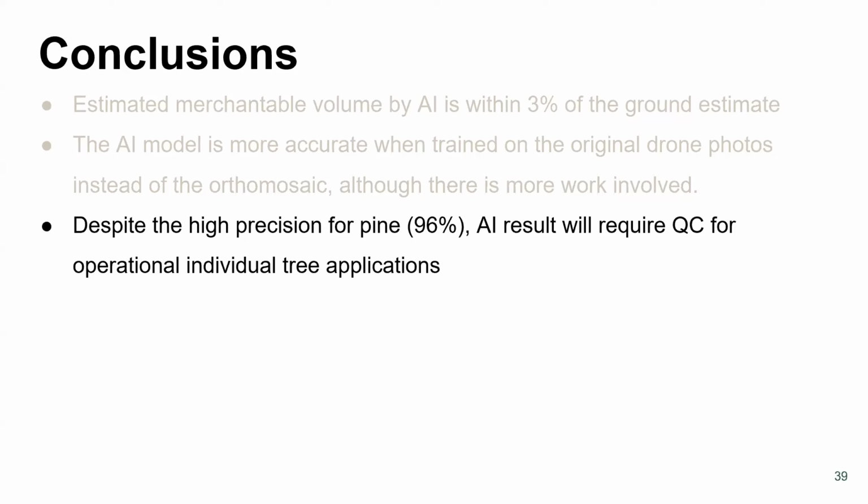But if we were going to use this for something like the harvester drone, we want the drone not to crash the harvester head. We want to go to the right tree. So we will have to have an analyst QCing the result from the AI.